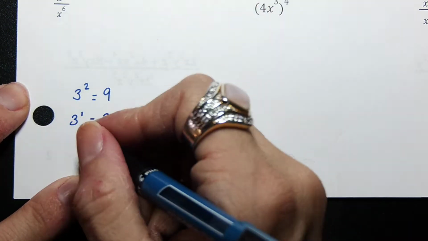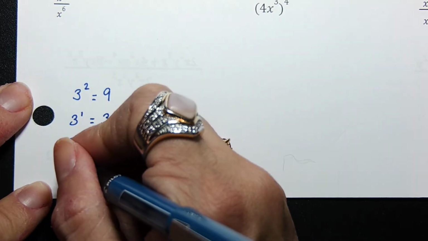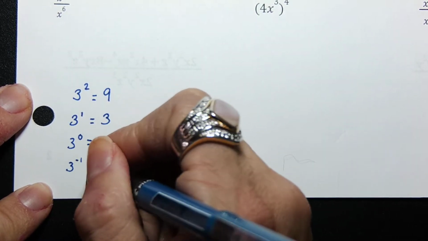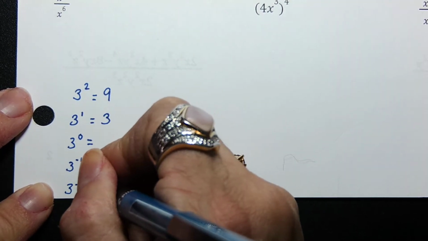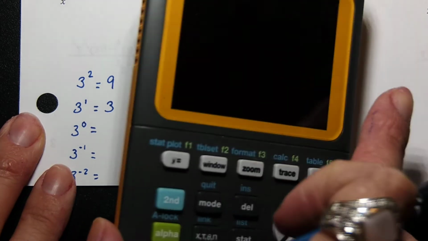3 to the 0, we'll wait on that. 3 to the negative 1, and 3 to the negative 2. So we've worked with powers of 2 before, with all the stuff we did with quadratics. Powers of 1 just give us that base. 3 times itself 1 time is just 3. But 3 to the 0 and 3 to the negative 2.